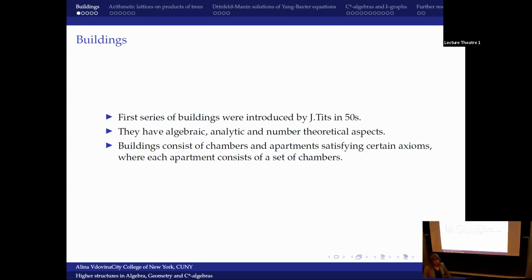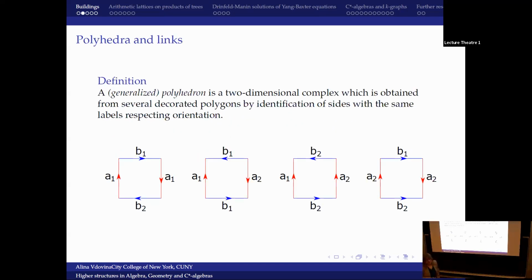And what do you need to know about buildings? They consist of chambers and apartments satisfying certain axioms, and each apartment is a set of chambers. But what is good straight away, we have an elementary example of a building, a one-dimensional Euclidean building, which already appeared in many talks. It's the Cayley graph of a free group on 2 generators. It's a four-valent graph. You can think of it as chambers being edges and apartments being infinite paths in this infinite graph. So that's why we go to dimension 2 straight away.